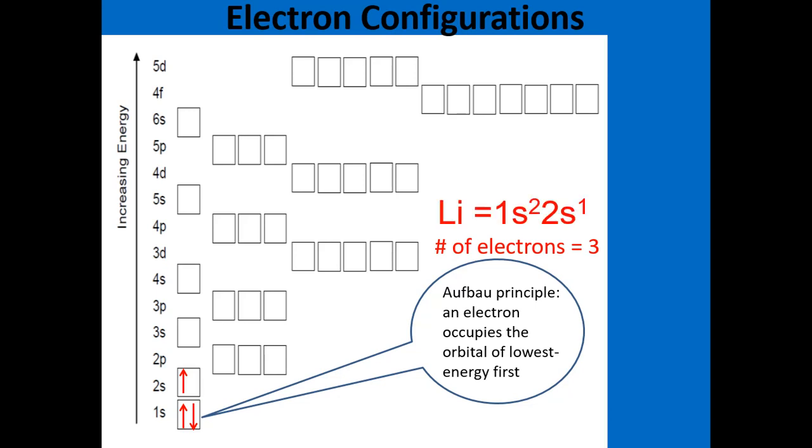And then if we want to write the electron configuration, it's very simple. All you have to do is copy down what you have drawn in your orbital diagram. So we have the 1s. The exponent would be 2 because we have 2 electrons in the 1s. And then in the 2s, we have 1 electron. So the electron configuration would be 1s2, 2s1.